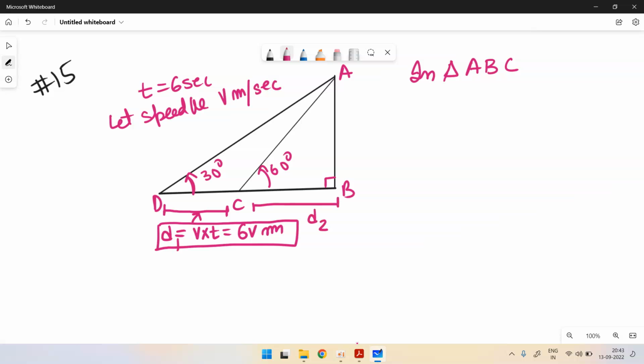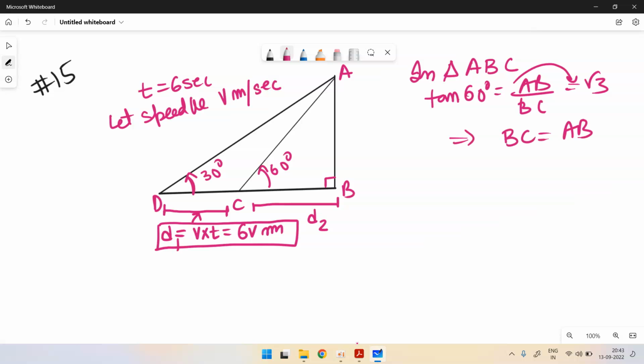Now AB is common to both triangles, triangle ABC and triangle ACD. In triangle ABC, tan of 60 degrees is nothing but AB by BC. You already know tan 60 degrees is root 3, which implies that BC equals AB by root 3, or alternatively AB is root 3 BC.